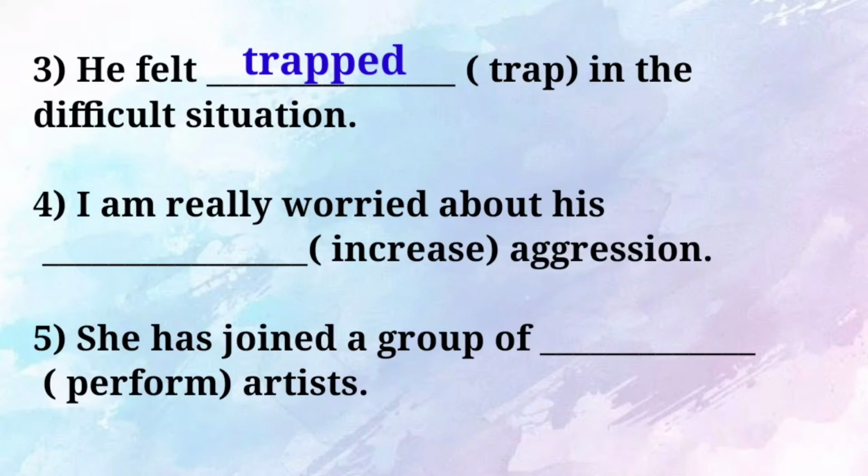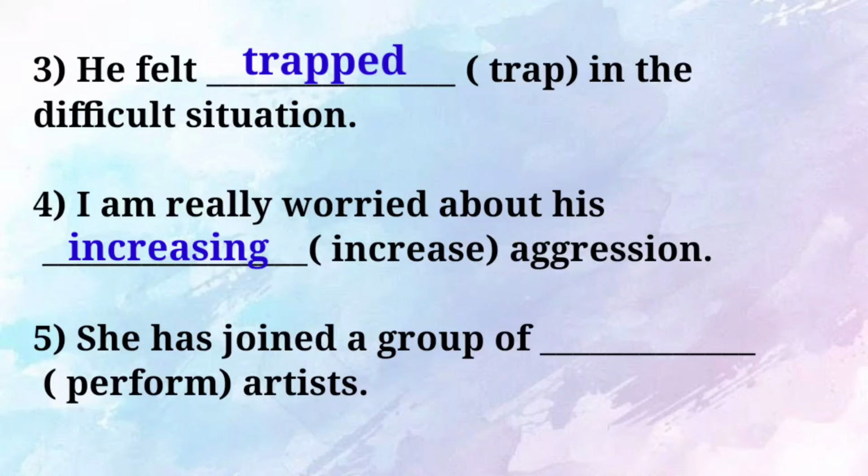I am really worried about his dash aggression. In the bracket, increase is given. Now tell me, what is meant by aggression? Yes, violent behavior அப்படின்னு சொல்லுவோம்ல, that is meant by aggression. So the sentence is in the present tense. So what you have to do? Yes, you have to add ing to form the present participle. So increase changes into increasing. So what is the spelling for increasing? Increasing. Students, have you understood the fourth question?